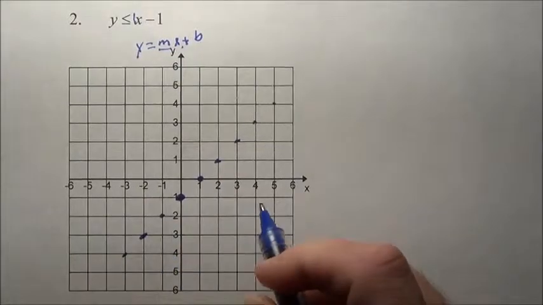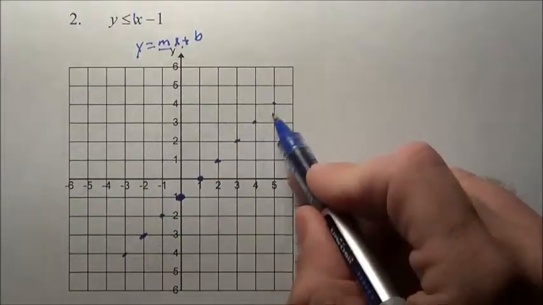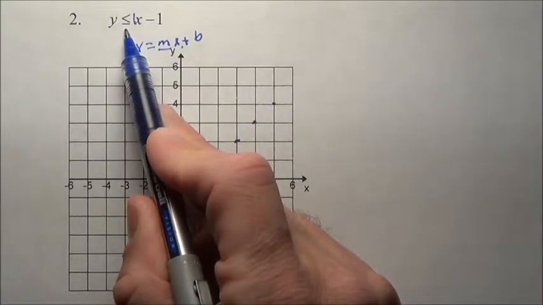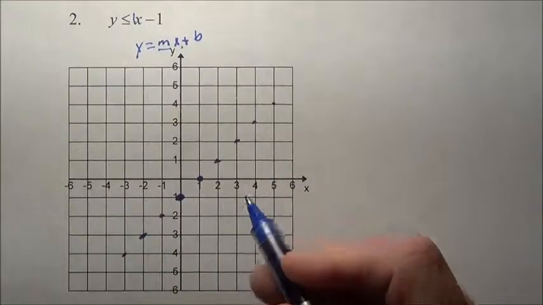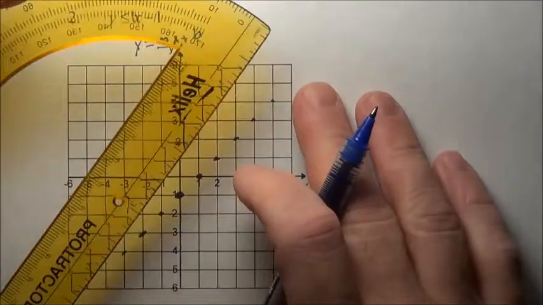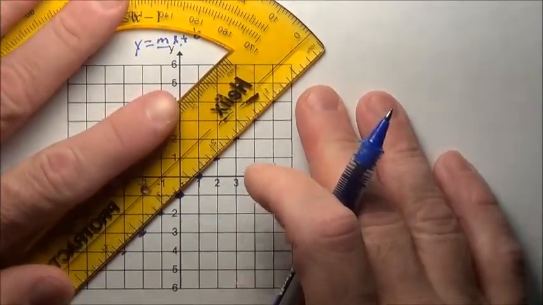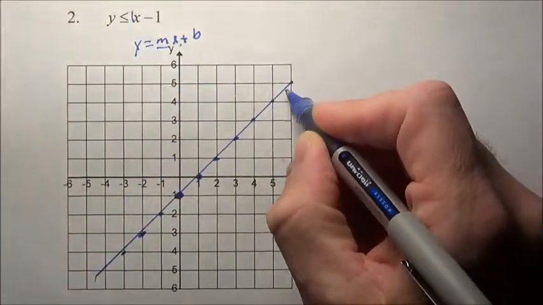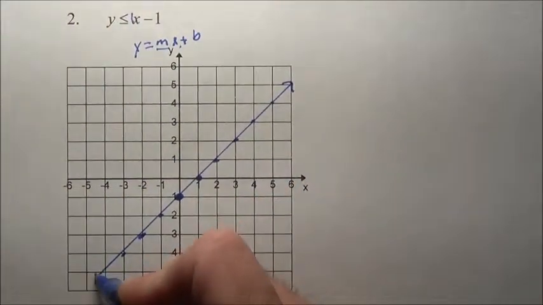Now, the next question we have to ask ourselves is, are the points on this line included? Because it says or equal to, the answer is yes. The points on this line are included. So instead of a dashed line, I'm simply going to make it a solid line because every point on there is a solution.